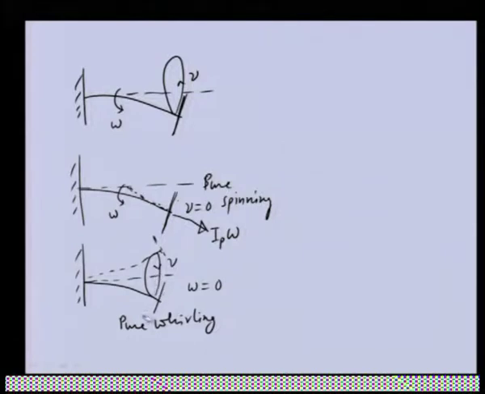But for pure whirling, the calculation of the angular momentum is slightly difficult. So, we will try to see the motion of the disc during whirling, how it tilts, and then we will calculate the angular momentum of this particular disc due to pure whirling. So, for pure whirling, let us try to see how the motion of the disc takes place.